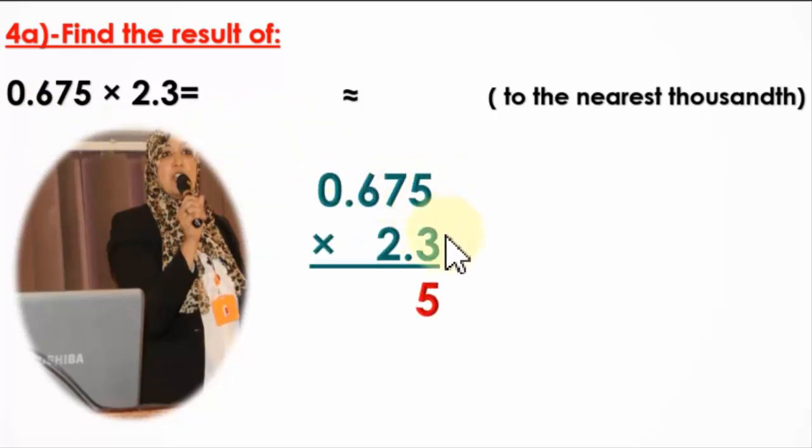3 times 5 equals 15. Write 5 and carry 1. 3 times 7 equals 21. 21 plus 1 equals 22. Write 2 and carry 2. 3 times 6 equals 18. 18 plus 2 equals 20. Then put 0 in one's place.